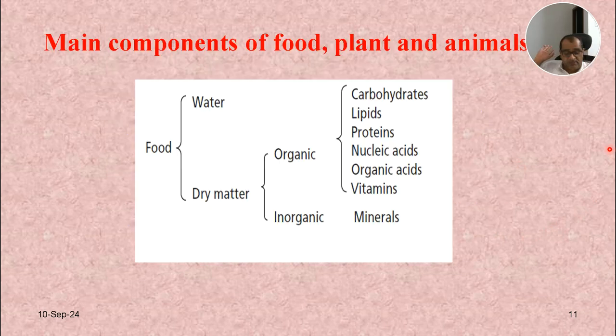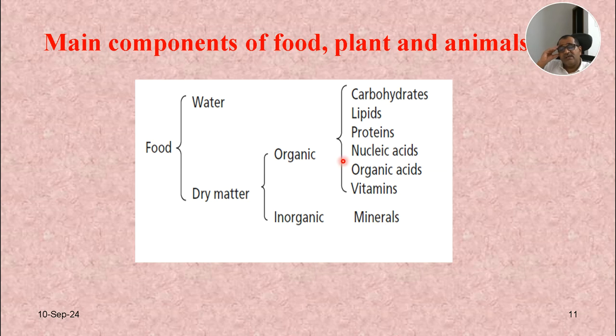So the main components of food here: number one, water; number two, dry matter. The food of a normal animal, especially one present in the jungle or in the forest, contains only two things: one is water, and the second is dry matter or the fodder. The dry matter is once again divided into organic and inorganic dry matter. The organic means from plant source, whereas the inorganic means non-plant source.